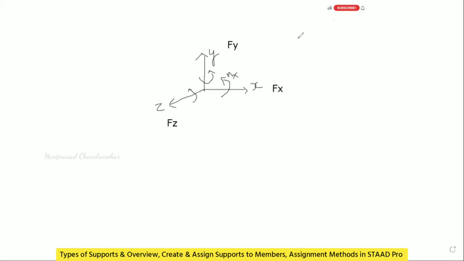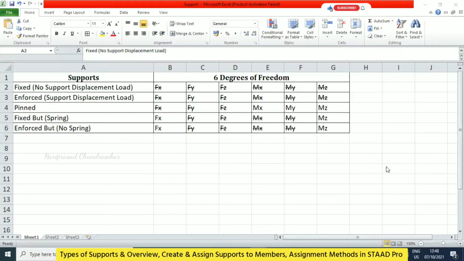Now can you see my Excel sheet? Yes, I can see. Here I will tell you, a fixed support can't move in any of the x, y, z axes, and it is not going to rotate about x, y, z. This is the translational part, and this is the rotational part. So all the 6 degrees of freedom will be null in a fixed support because it is fixed. It is not going to move anywhere.